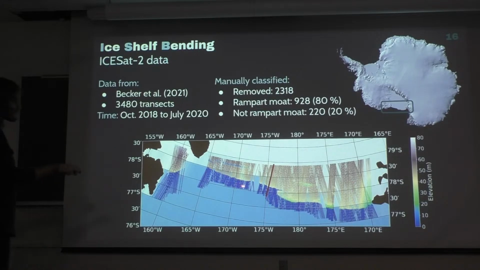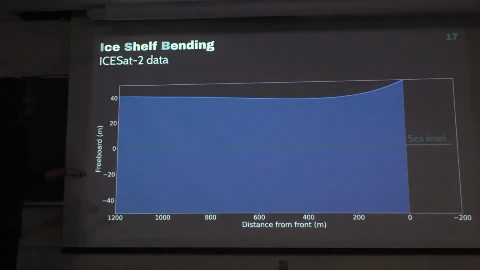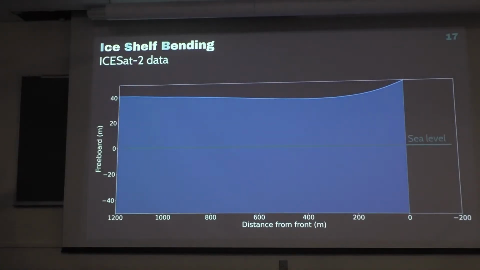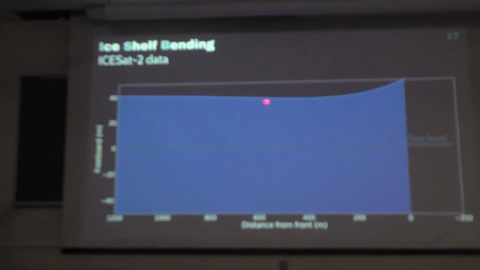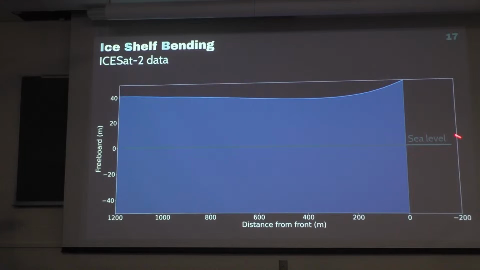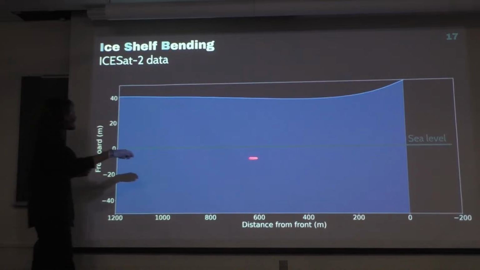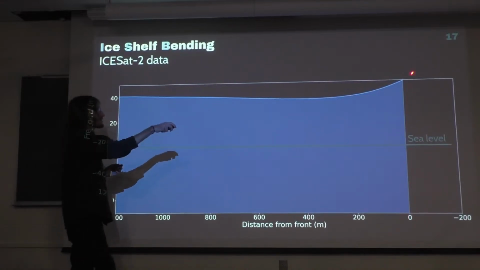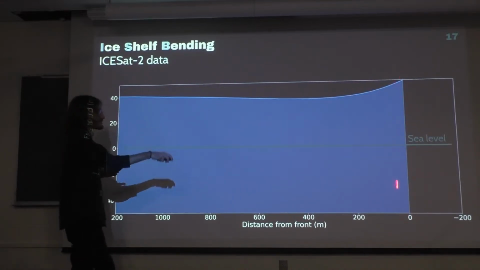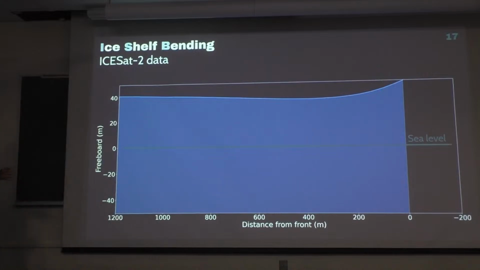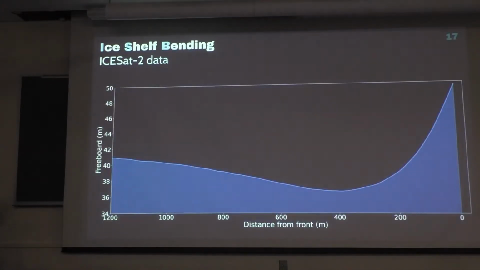And if we look at one specific transect, for example, this one, this is what it looks like. The data from the satellite give you the altitude of the surface compared to the sea level. And the way we plot it will always be with the ice flowing from left to right, and the front of the ice shelf being set at zero on the right. Obviously, we are interested in the top part, so let's zoom on that.